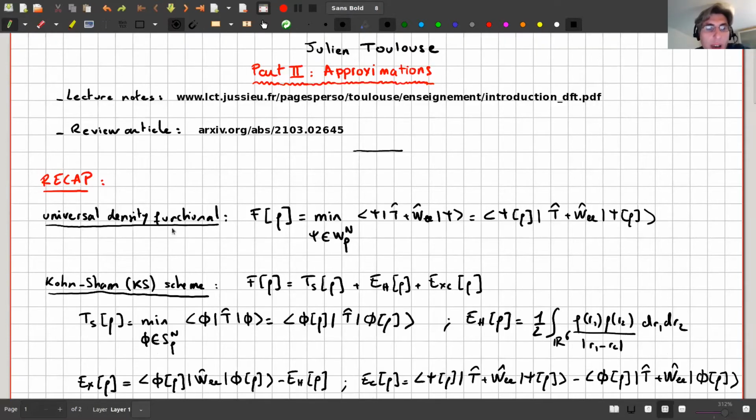So we have defined the universal density functional F of rho as the minimum, over multi-determinant wave functions giving a fixed density rho, of the expectation value of T plus W_ee. And the minimizing wave function is called psi of rho.